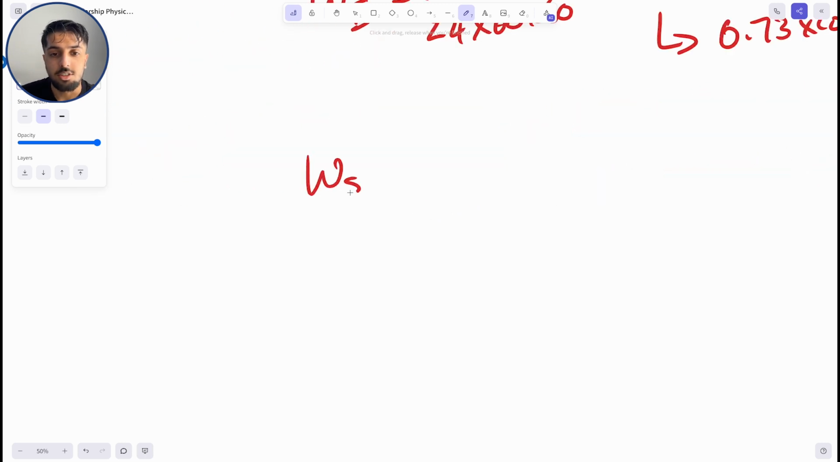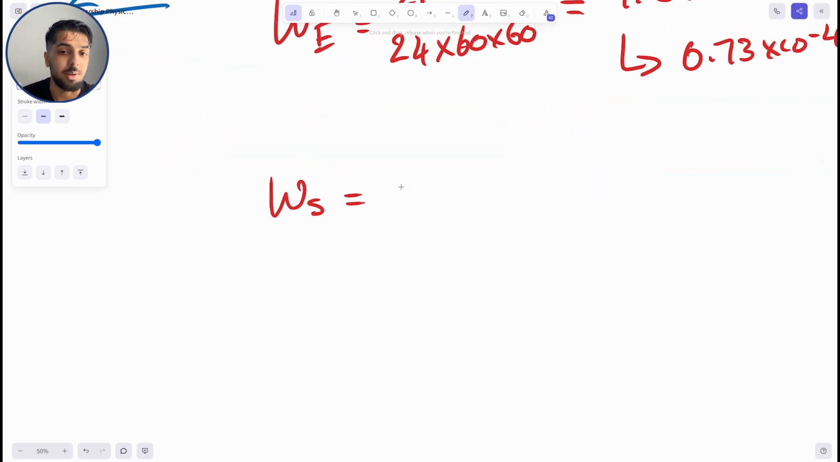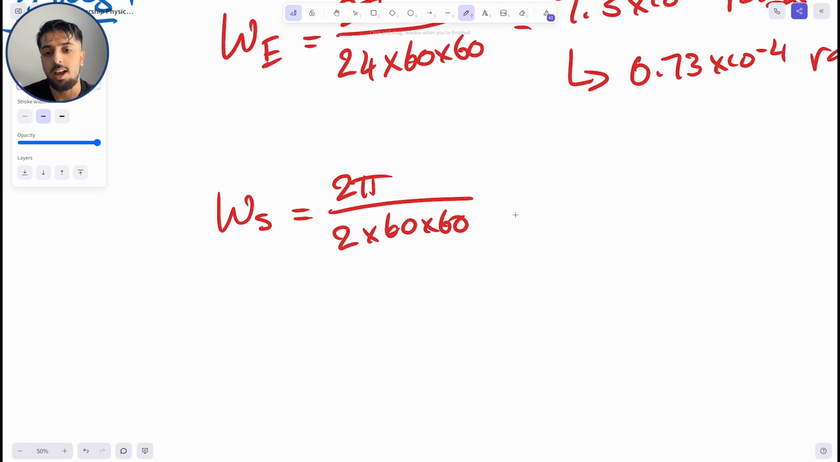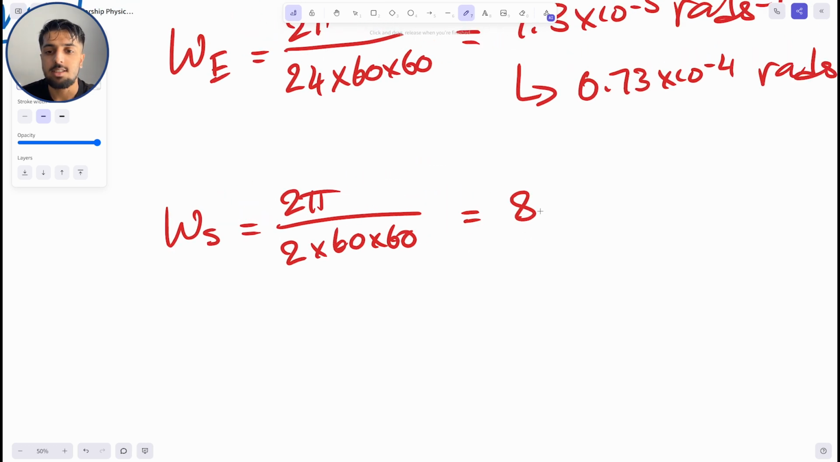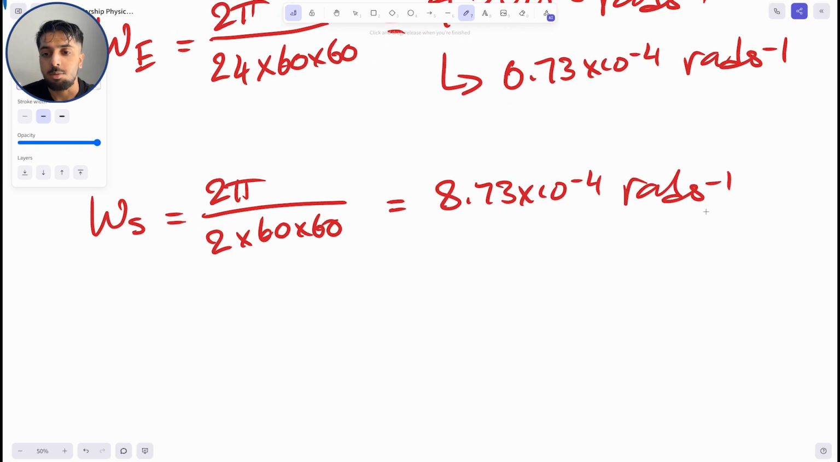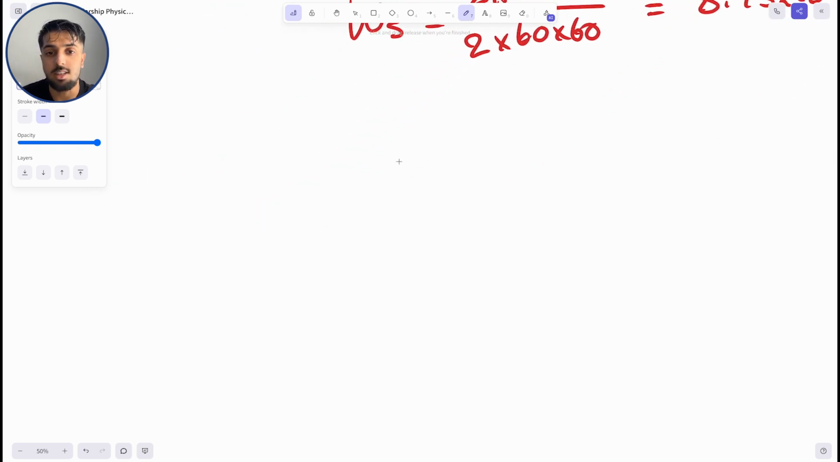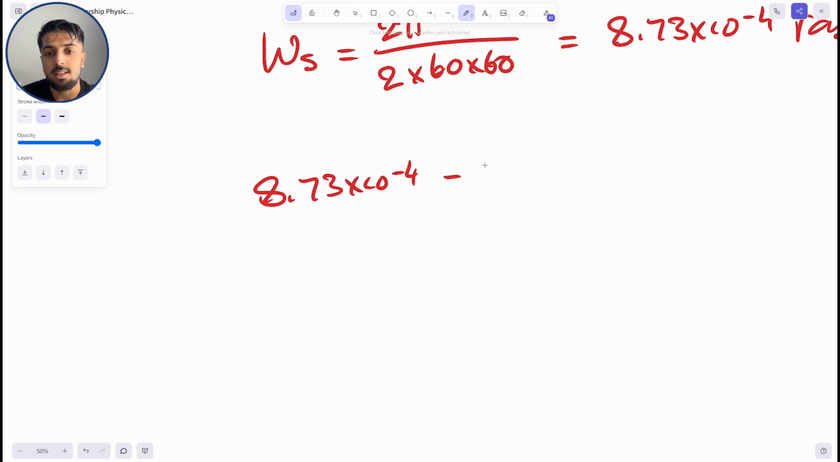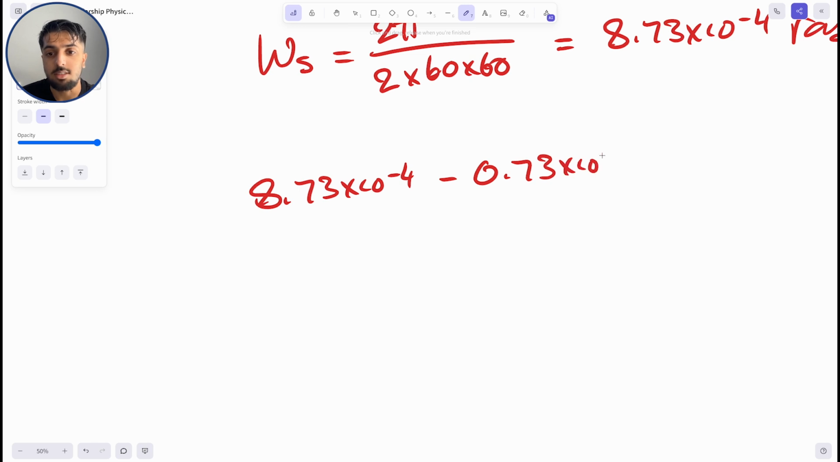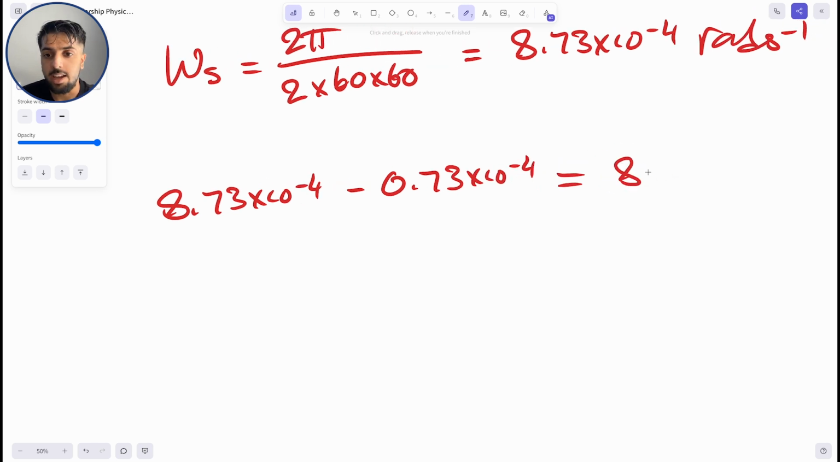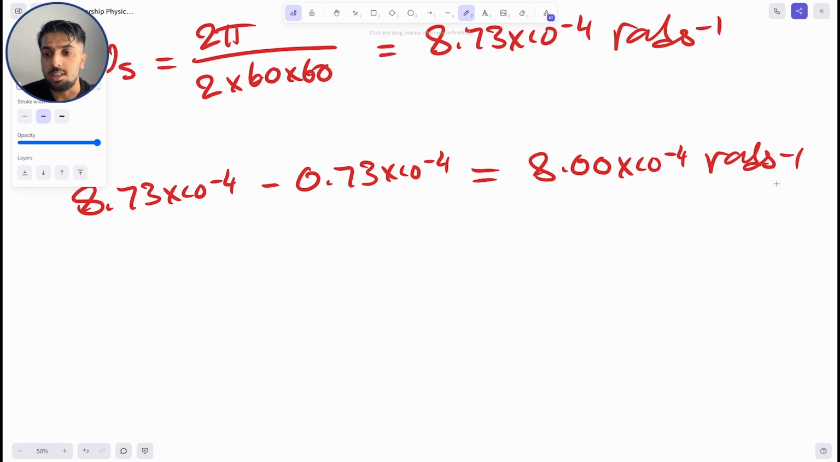Now, taking the angular velocity of the satellite, again it travels a total angle of 2 pi. That's all over the period, as we established before, is 2 times 60 times 60, and that gives us an angular velocity of 8.73 times 10 to the negative 4 radians per second. And therefore the relative frequency is equal to 8.73 times 10 to the negative 4 minus 0.73 times 10 to the negative 4, and that's equal to 8.00 times 10 to the negative 4 radians per second.